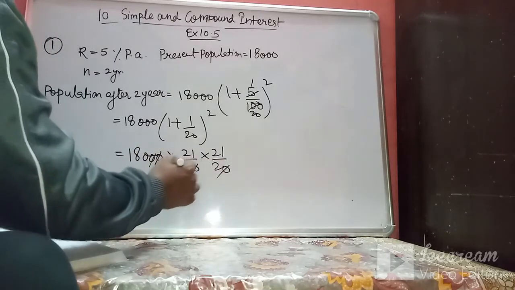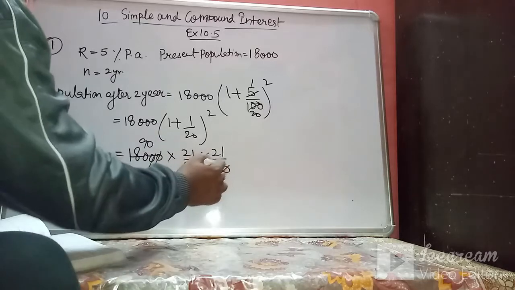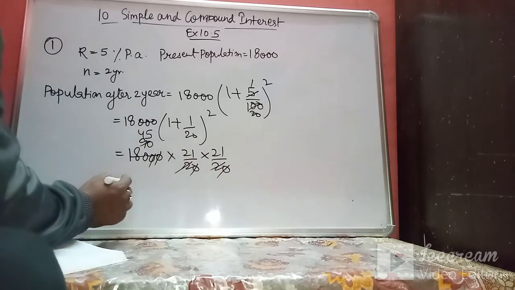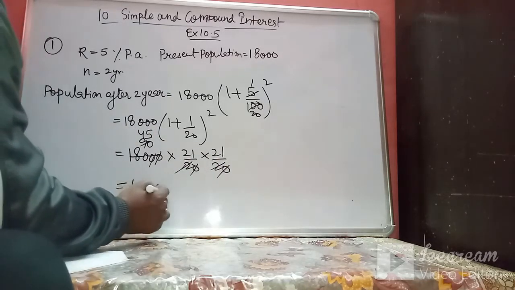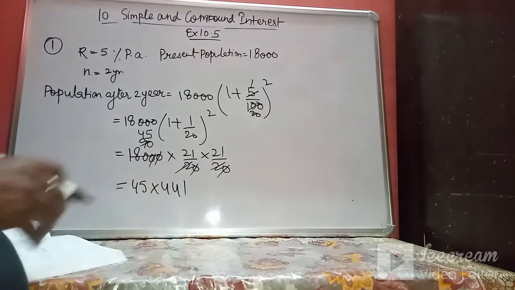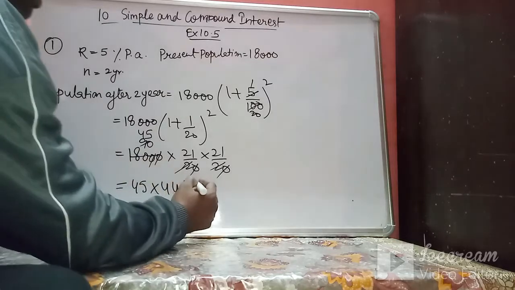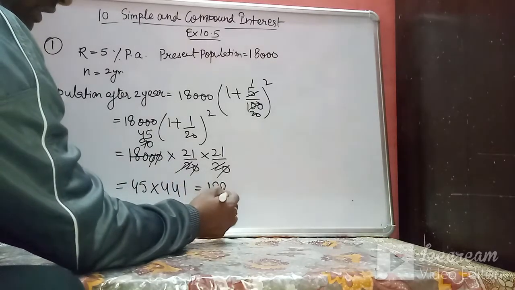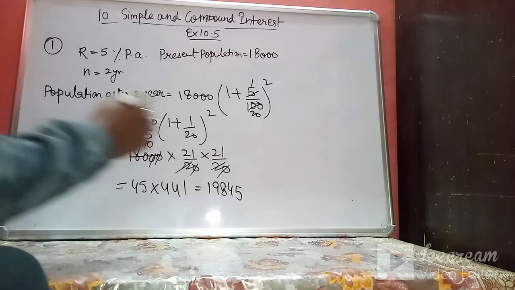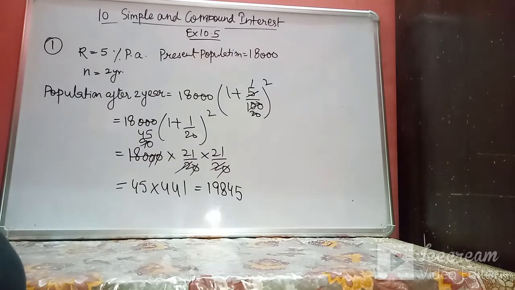Okay, so it is 90, then it is 45. We will get 45 into 441. So our answer will be 19,845. So this will be the population of the village after 2 years. So we have used the compound interest formula for the annual rate of interest.